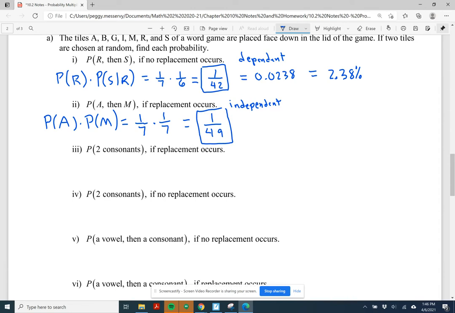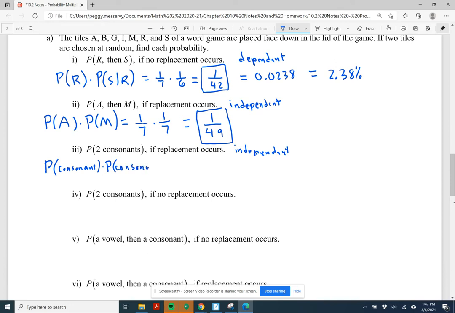Part 3. Probability that we draw 2 consonants if replacement occurs. So this is again independent because we're doing replacement. And what we're looking at here is a consonant followed by another consonant. So we're not drawing 2 at the same time. We're drawing 1, replacing, and then drawing the second. But I want the probability that I draw 2 consonants. Okay? So probability of a consonant times the probability of a consonant.